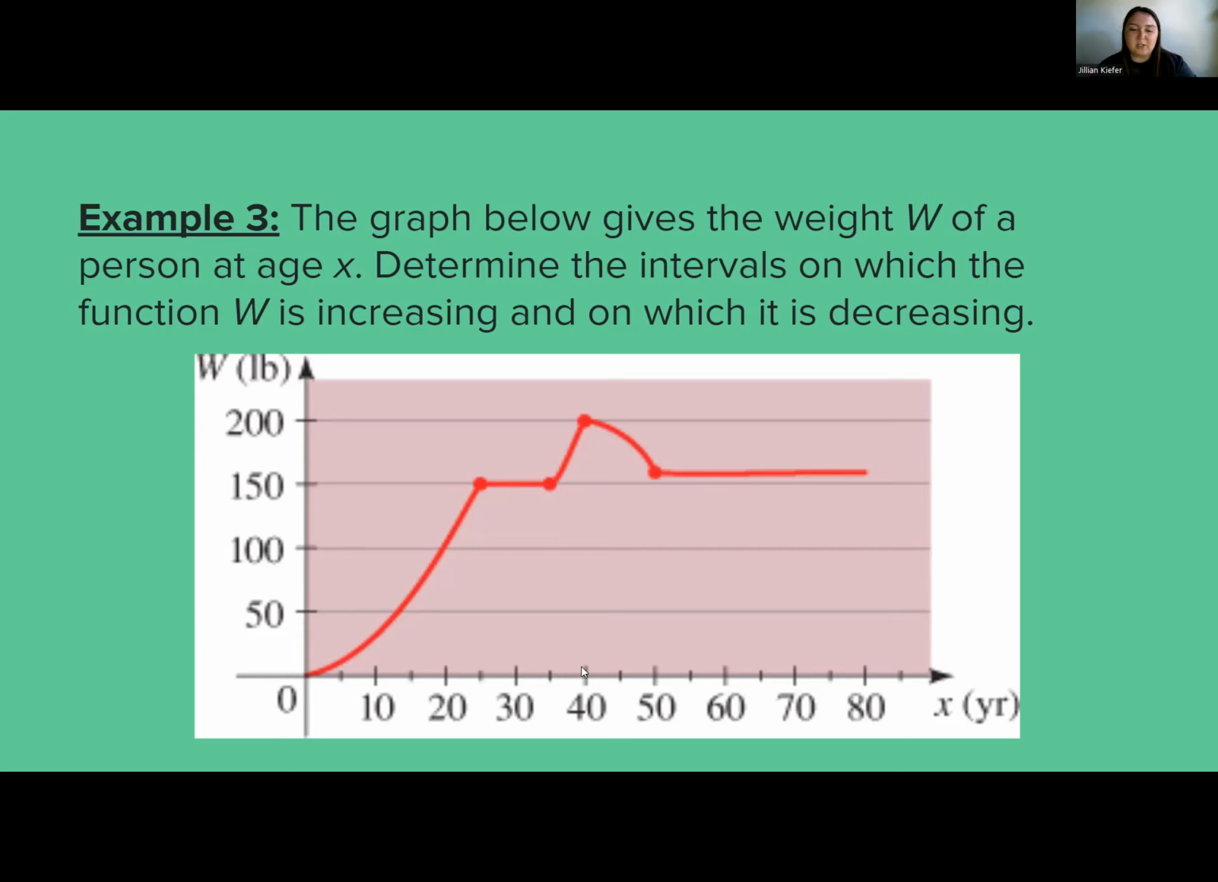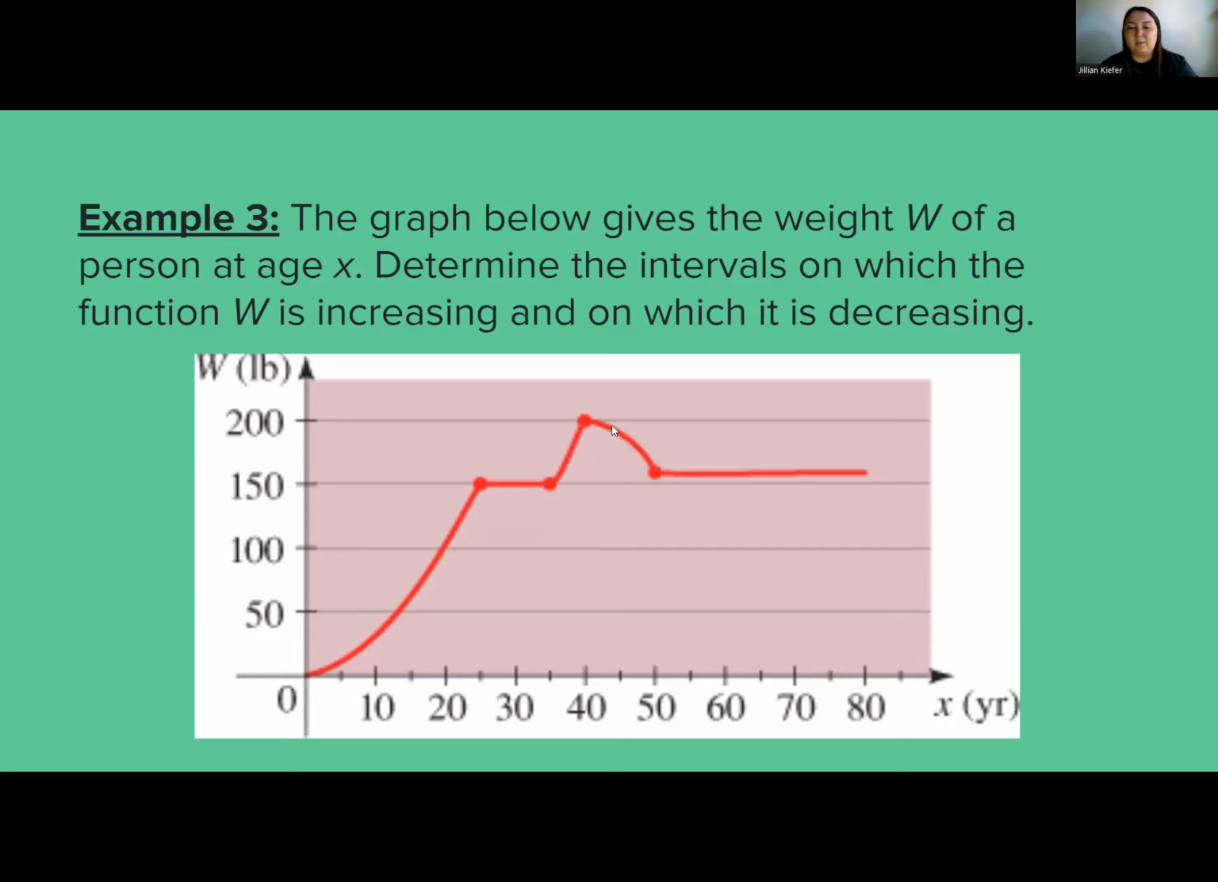Then between the ages of 35 and 40, we see another little increase here. So from 150 up to 200. So with the increase of about 5 years, we had an increase of about 50 pounds as well. So when X increased, Y increased, which means we had a function that was increasing. So our function increased again between 35 and 40.